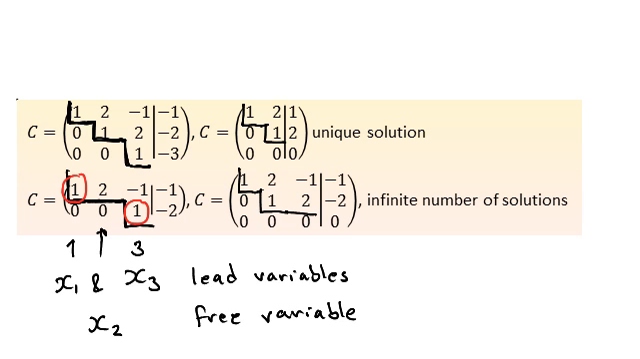For example, if you have a system which has a unique solution, if you look at the stairs, it's always down, right, down, right, down, right. That means that you must have a leading coefficient in every column. So for a unique solution, you know that there are no free variables. However, if you have an infinite number of solutions, like these two examples, then you know that you must have at least one free variable.